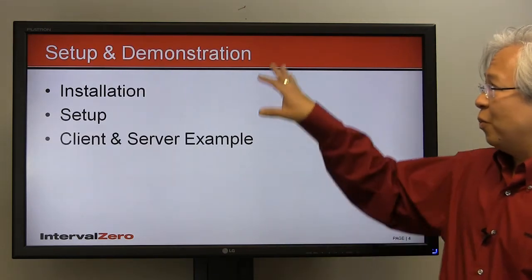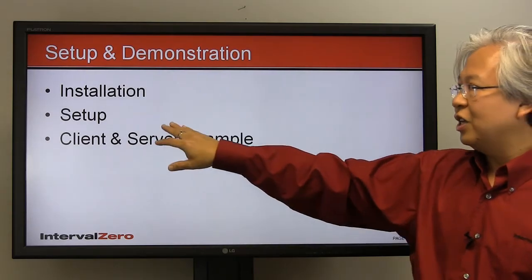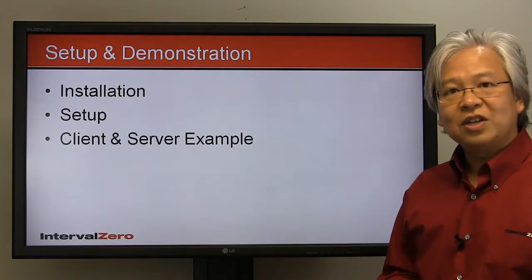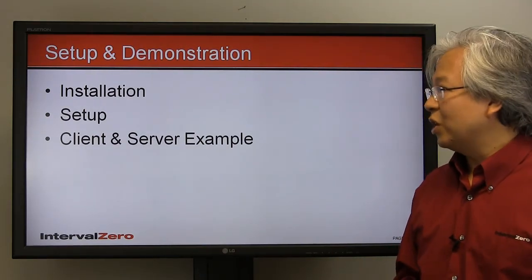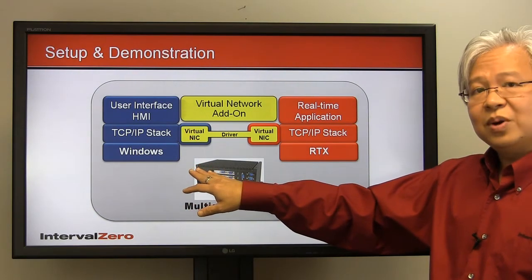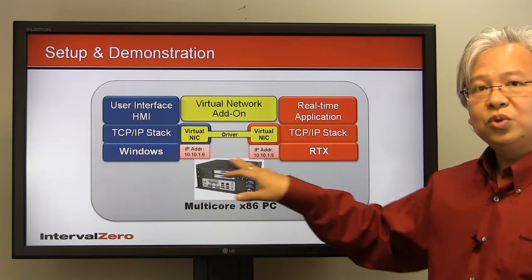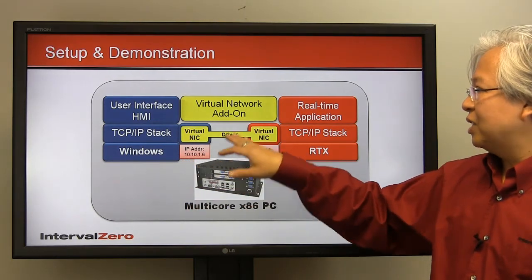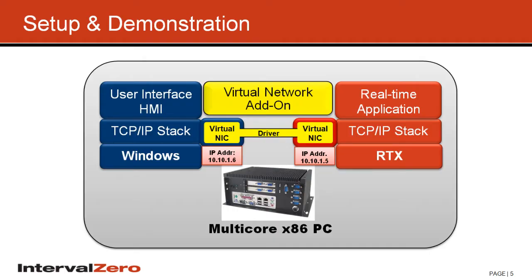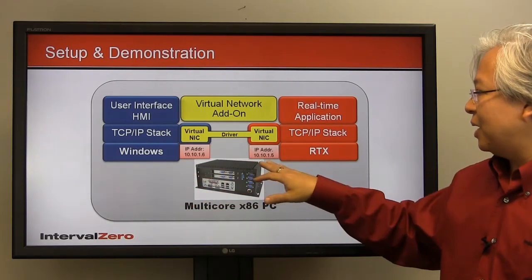What we'll go over next is the setup and a quick demonstration. We'll go through the installation, we'll configure the virtual network add-on, and then we'll run a client-server example to validate and make sure everything is working. Coming back to this diagram, the one thing I want to show in the setup is that we're going to be setting up the virtual network interface cards with two unique IP addresses. The way this virtual network add-on works is you have to speak to these virtual NICs. You cannot access the real hardware NICs, so I need to point that out. And you need to have two unique IP addresses.